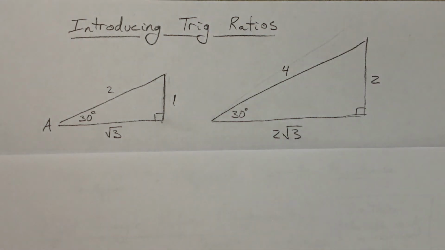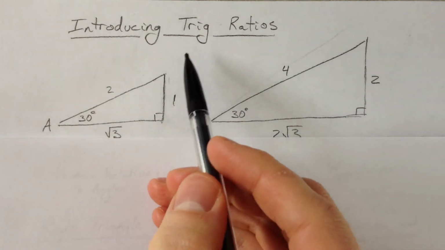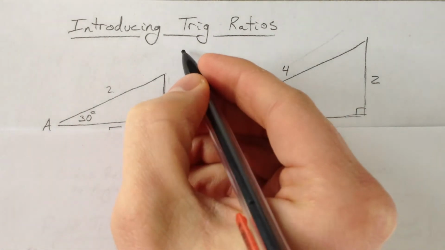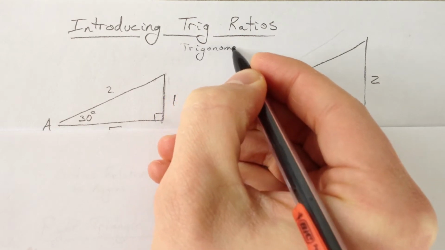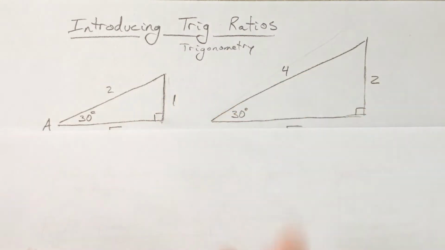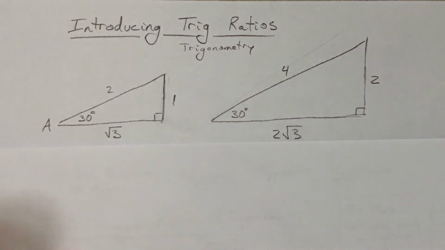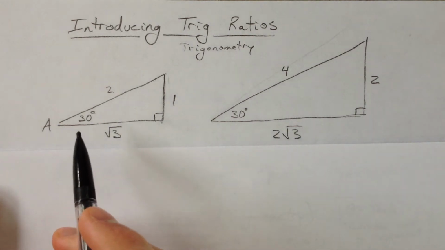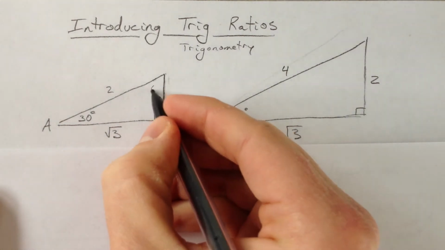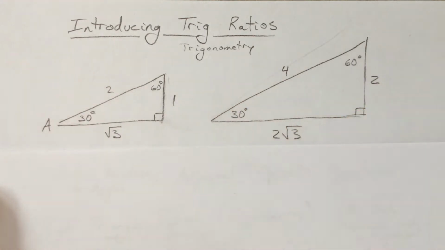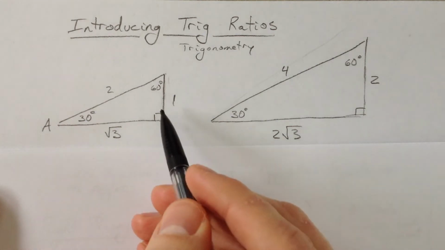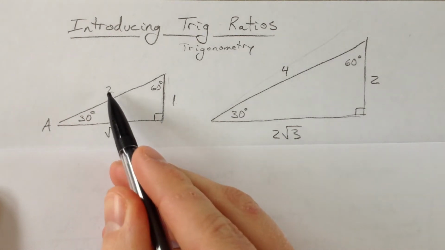Alright, today I want to introduce you guys to the trig ratios, and trig is short for trigonometry. Trigonometry is really the study of triangles. And so, we left off with studying 30, 60, 90 triangles, and we called them 30, 60, 90 because that's what angles they had in them. And we studied their ratios, and we found out that their ratios were 1 to root 3 and 2.